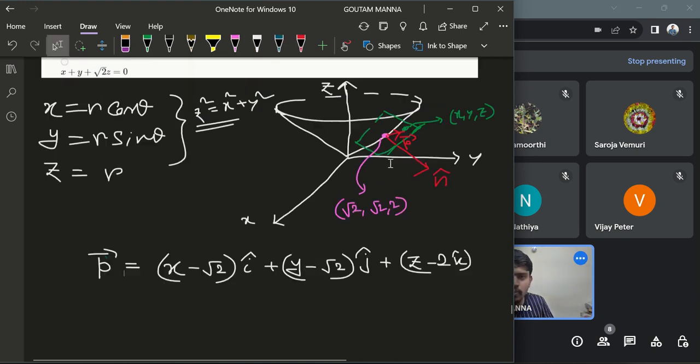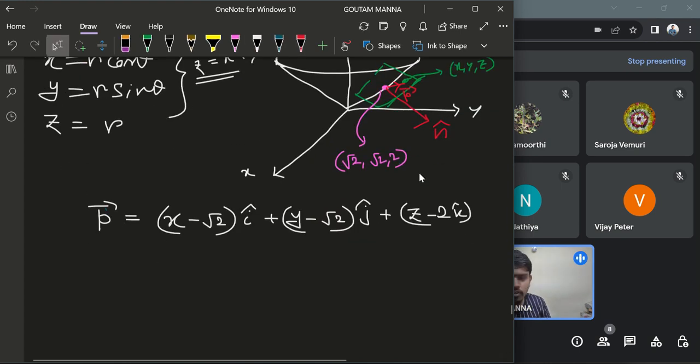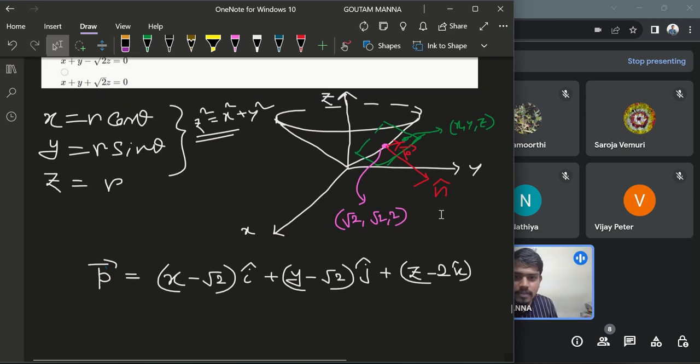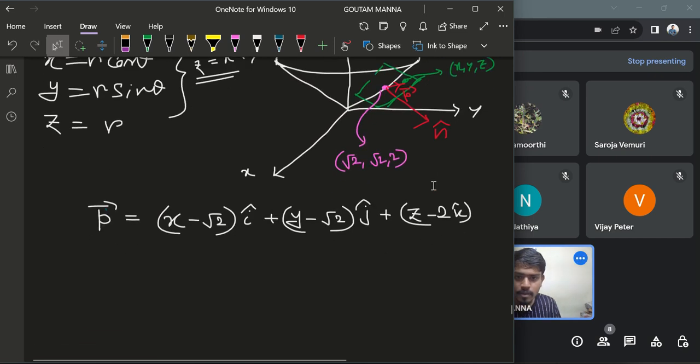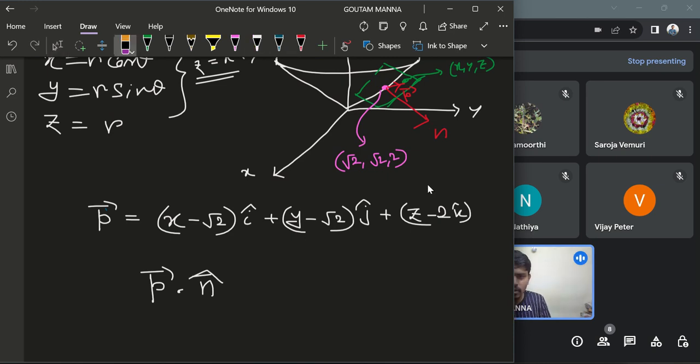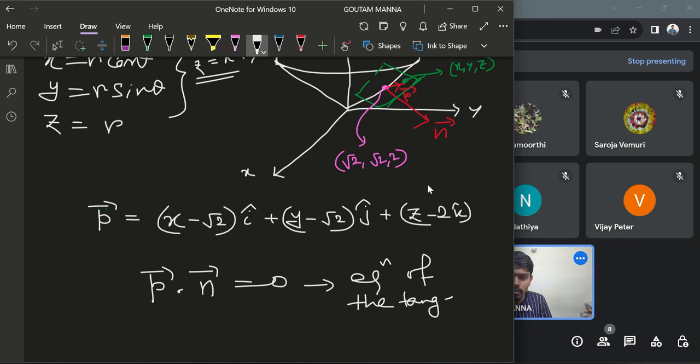Then the equation of this tangent plane, so we need to find a condition, right? The condition is basically that this n vector will always be perpendicular to the p vector because it's a tangent plane. So the equation of this plane will be p dot n cap, or any n vector. We don't need to find the unit vector. We just need any vector which is perpendicular at this point. So p dot n equals 0. This will be the equation of the tangent plane at P0.